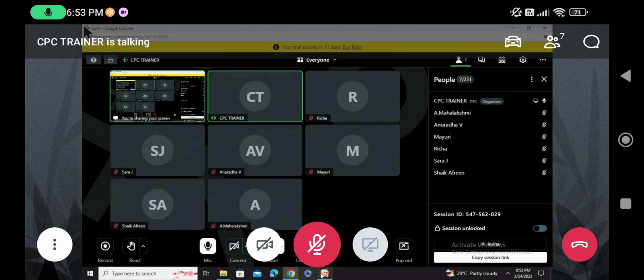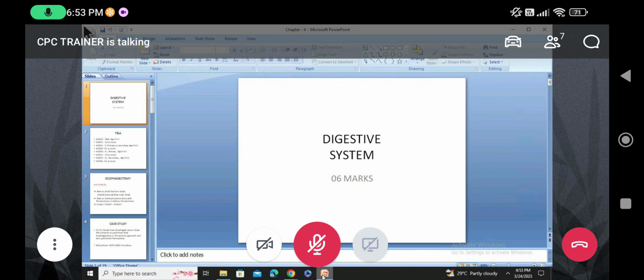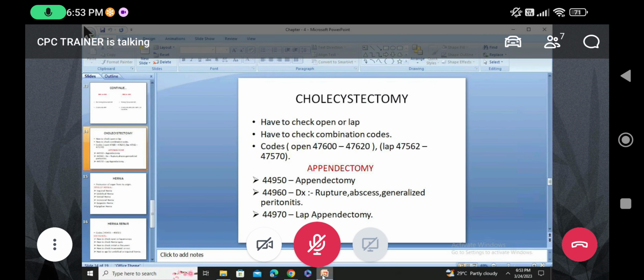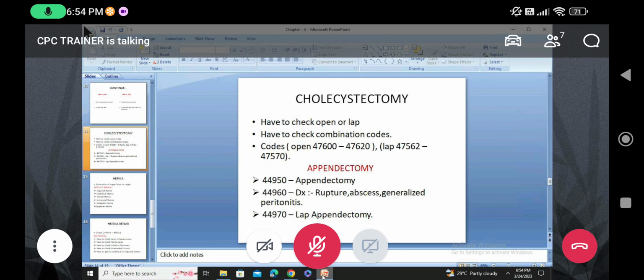Okay, so we have to discuss the next thing. The first topic is cholecystectomy and appendectomy. Guys, please note down this slide and update me. Then we will discuss.